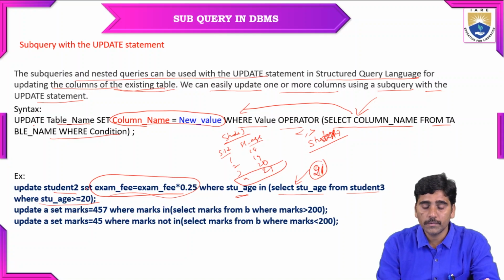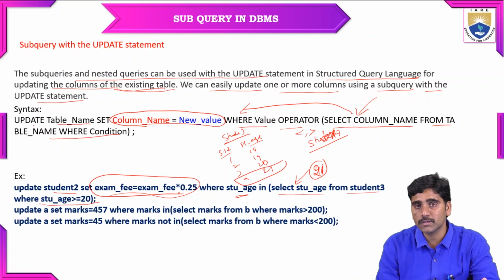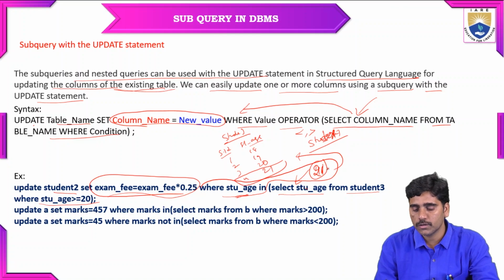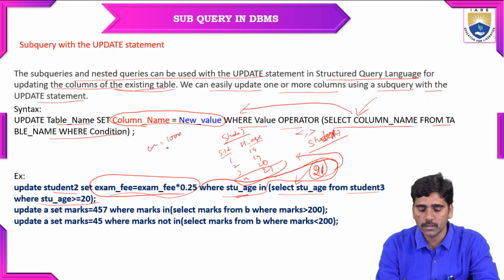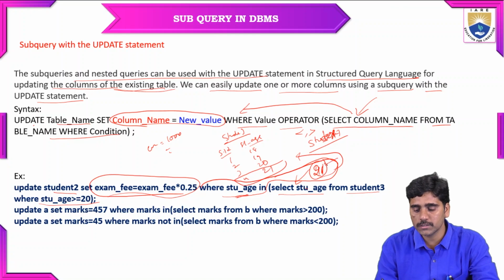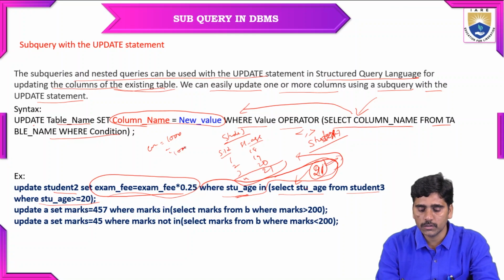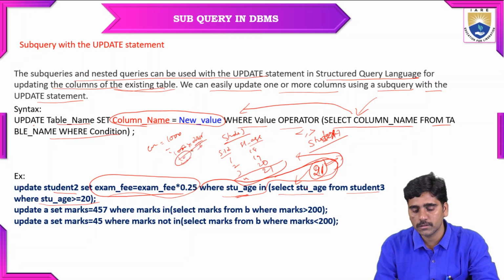So now update the student, set exam fee equals to exam fee into 0.5, where student age in 21. So 21 is the result from this query. Whoever has the student age 21, the exam fee is updated as exam fee into 0.5. Suppose exam fee equals 1000 rupees, then that exam fee will be updated for these students by 1000 into 0.5, that is 500 rupees.